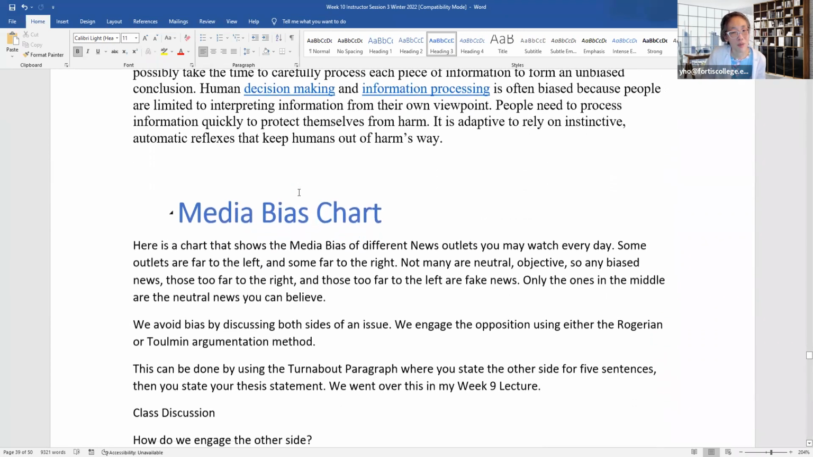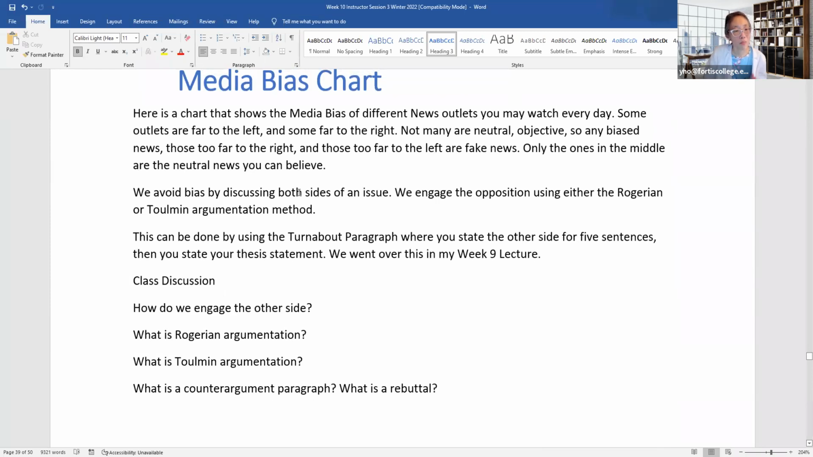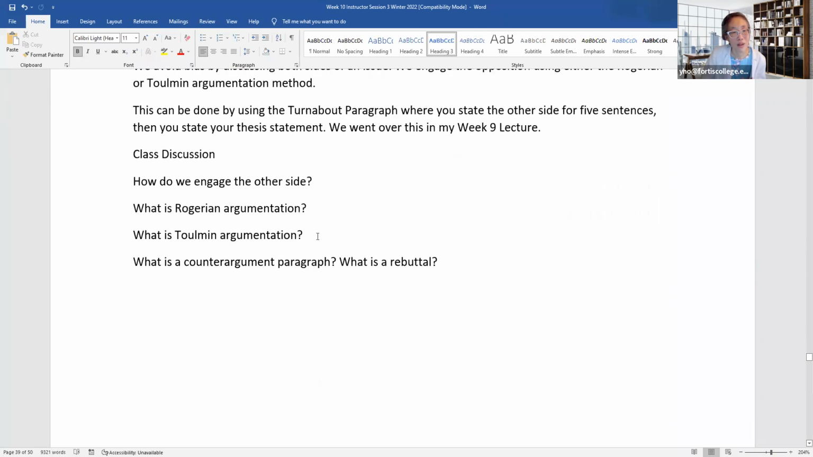And so here is the media bias, okay? And so how do we avoid bias? We engage the other side by using the Rogerian or the Toulmin argumentation method. So I went over this. If you want to know more about it, you would talk about the other side.